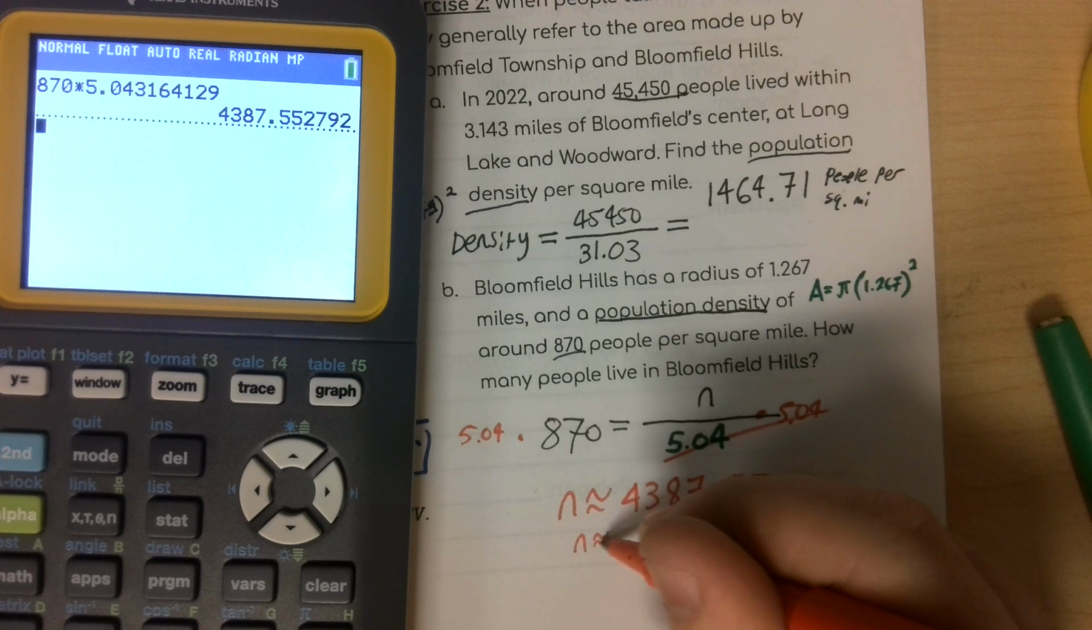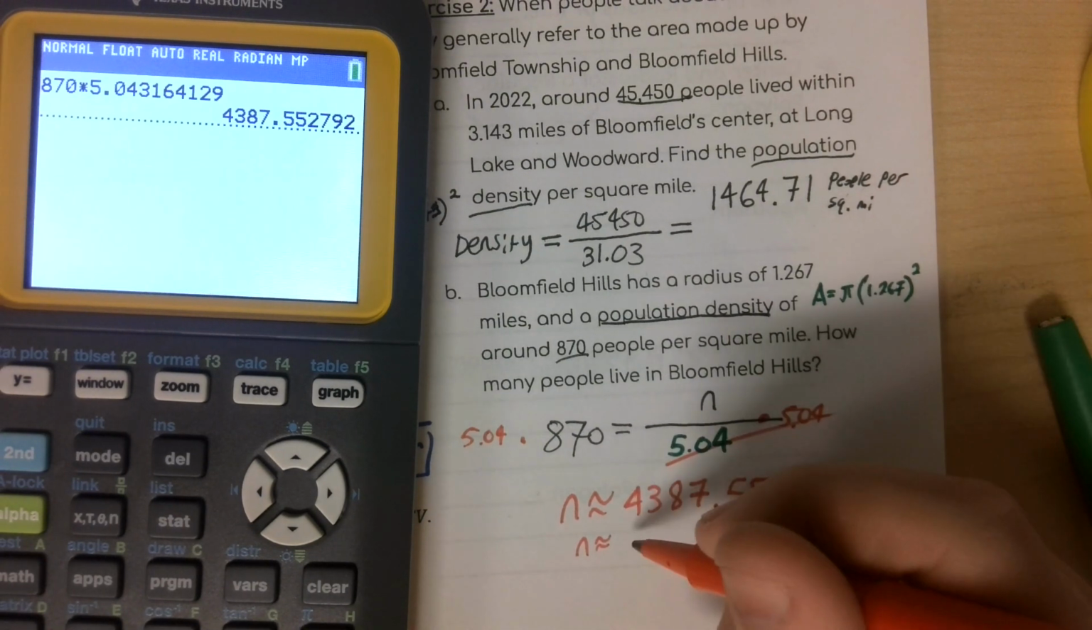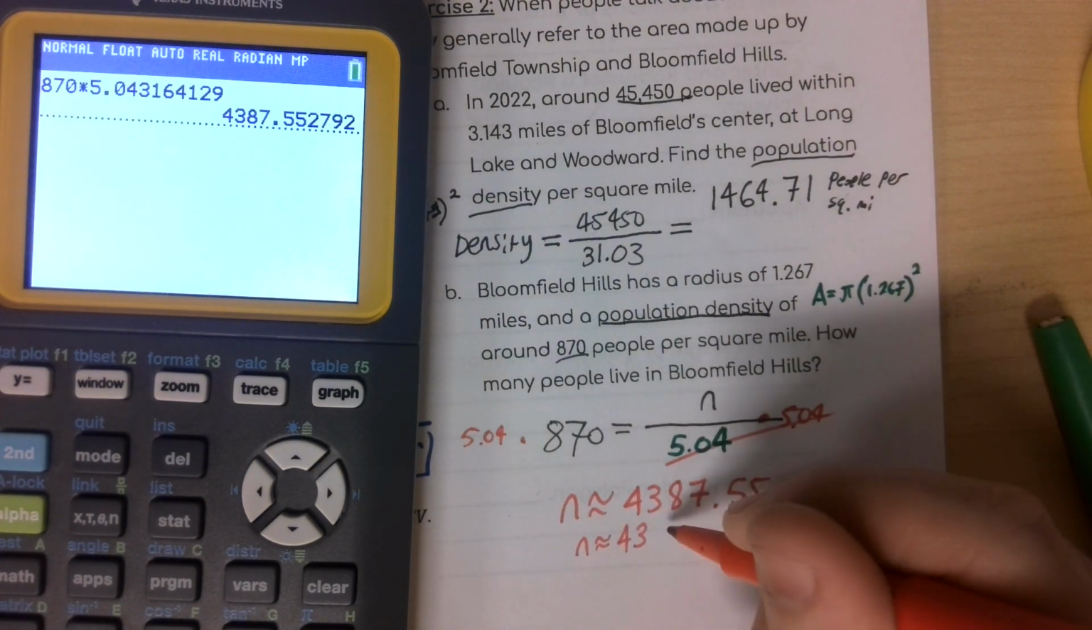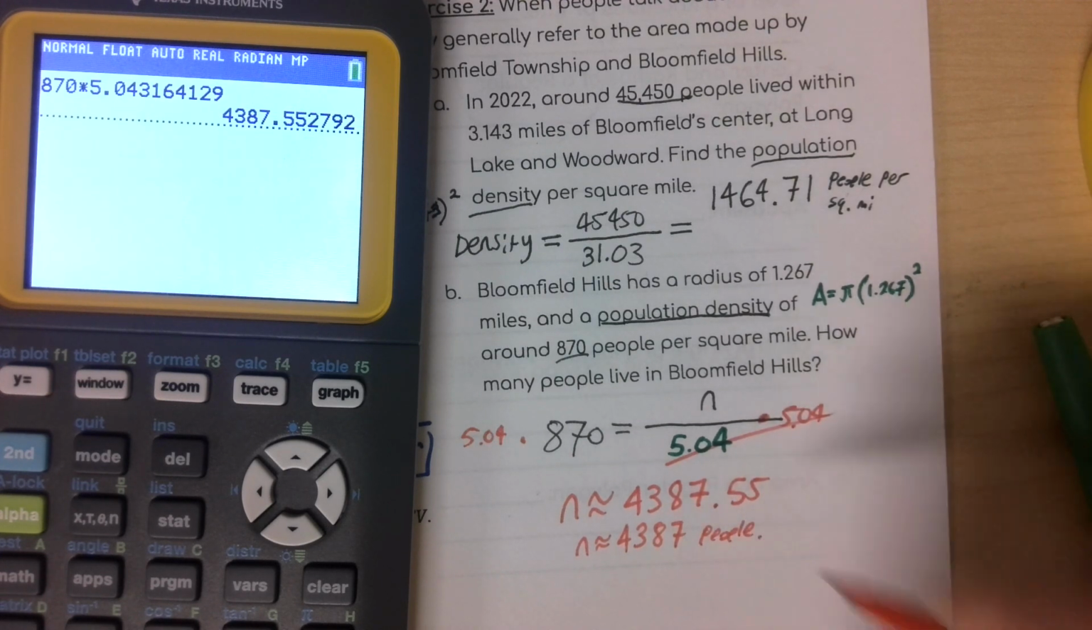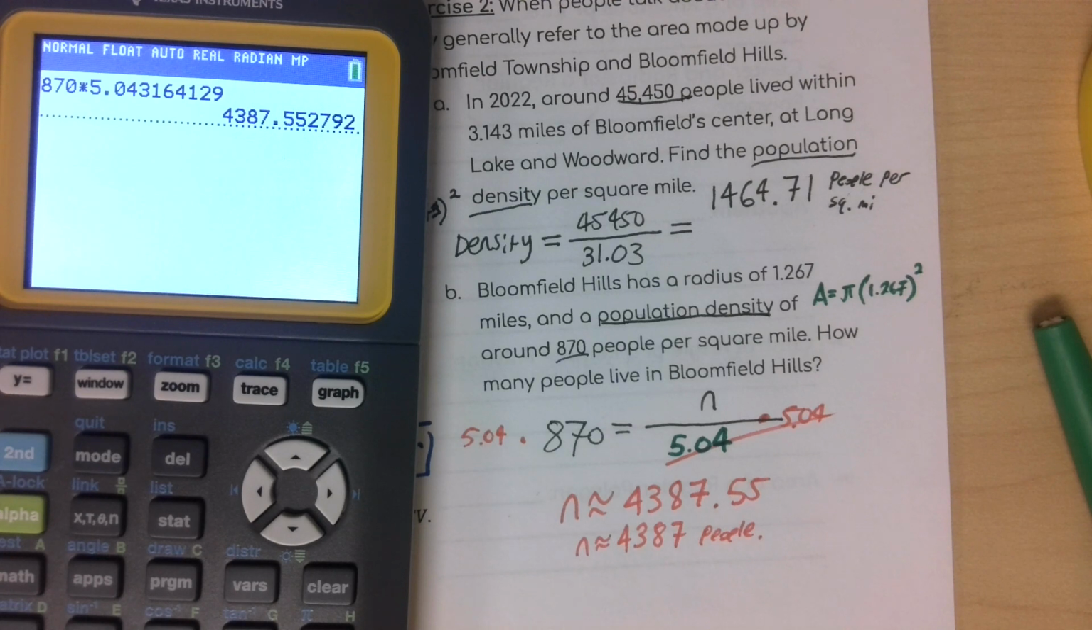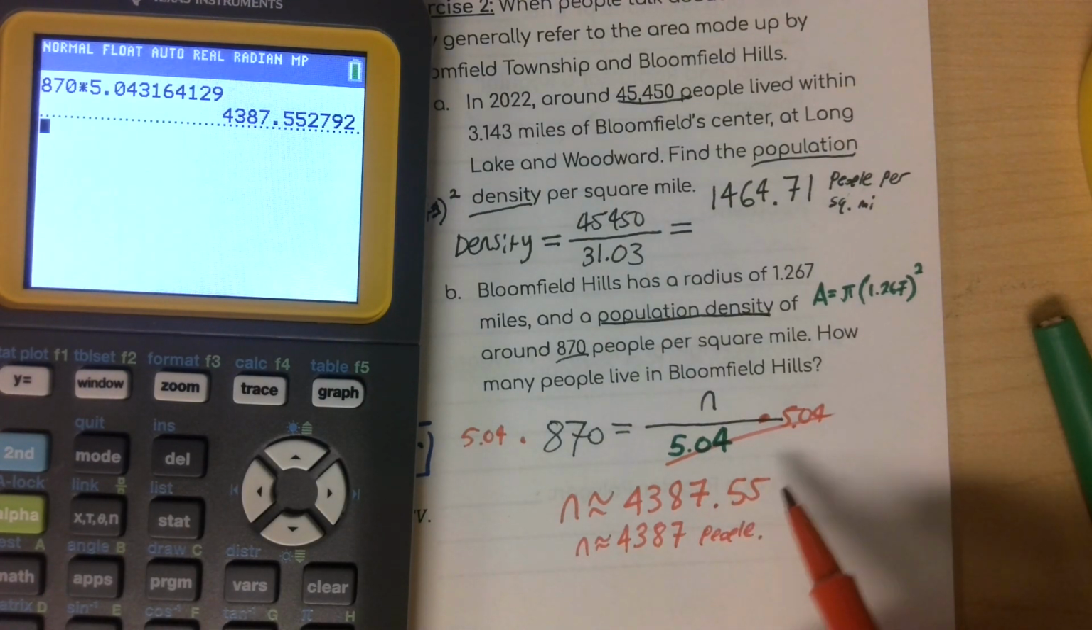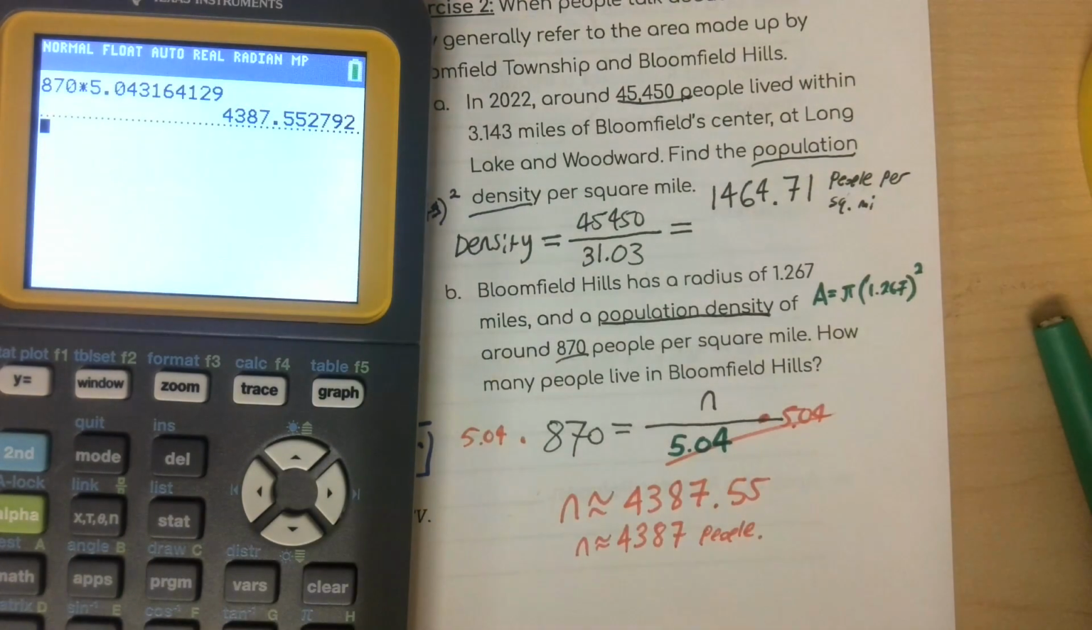If we really wanted to estimate it, since we can't have 0.5 of a person, we could say there's about 4,387 people. You could also round up in this case. Both would be appropriate since we don't know if there's going to be a little bit more than half, a little bit less than half. With this being so close, it really would make sense either way. Depends on how accurate you want to be.